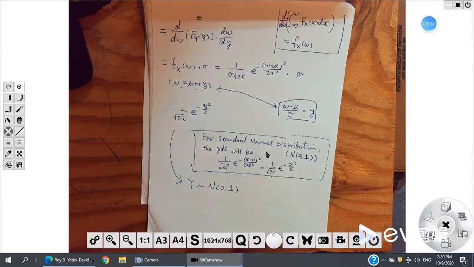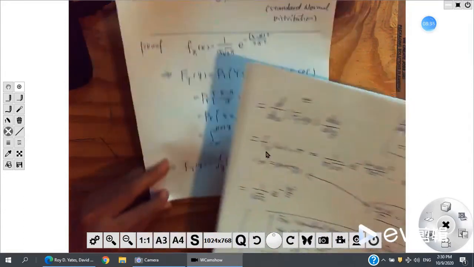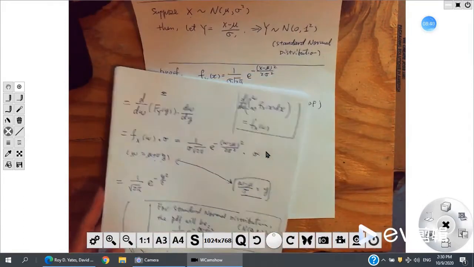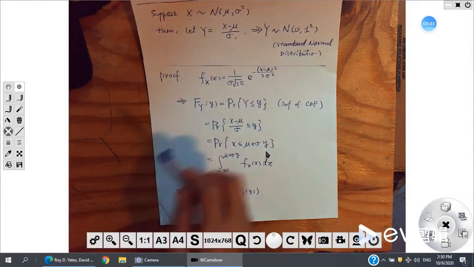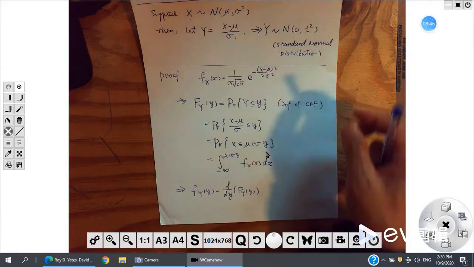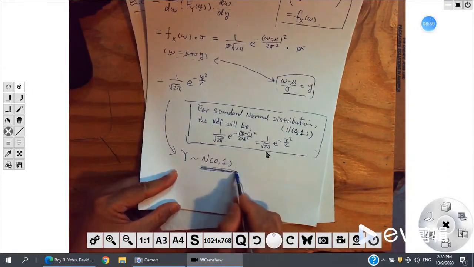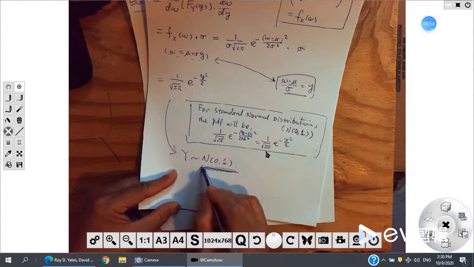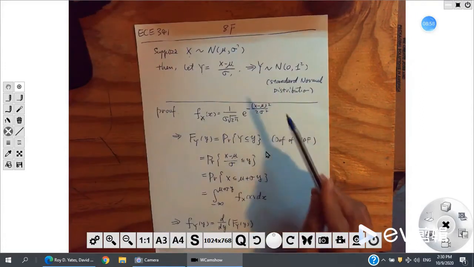Okay, so based on this, we can do a lot of calculation. We can make things simple. Here, of course, you need to know more information about the standard normal distribution. Actually, we have a table about the standard normal distribution.